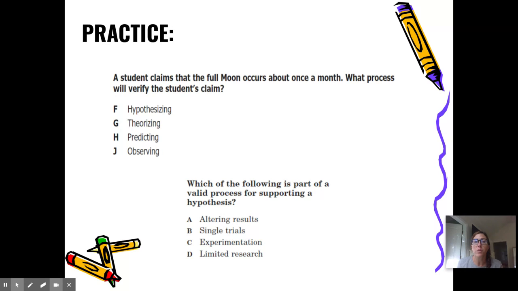So the answer to the first question is actually J, observing. So just by observing the nightly moon. And then for the bottom one, for which of the following is part of a valid process for supporting a hypothesis, you have to look at eliminating the 3 answer choices that don't make any sense. And the proper choice is C, experimentation.